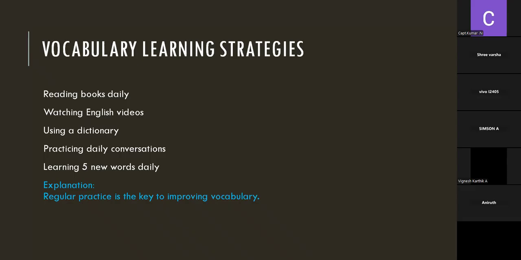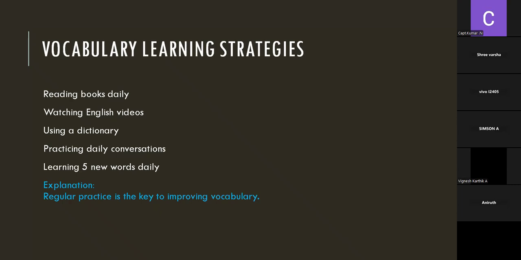The first one is reading, which means reading books daily. Okay, second, watching English videos. Third, using a dictionary. Fourth, practicing daily conversations. Fifth, learning 5 new words daily. Regular practice is the key to improving vocabulary. If you just do these 5 things in day-to-day life, you can also communicate and improve your vocabulary as much as possible.